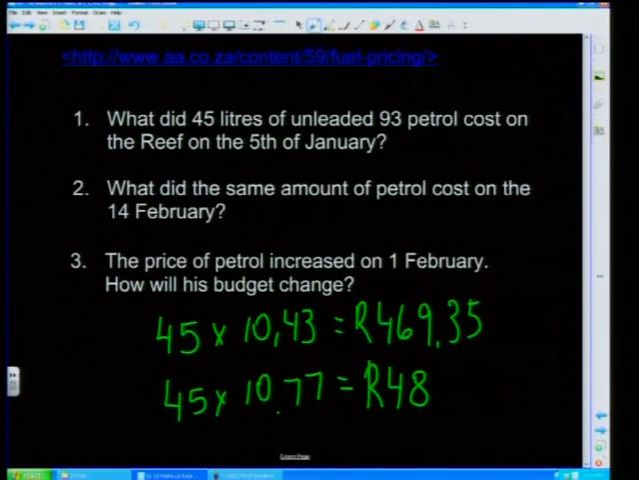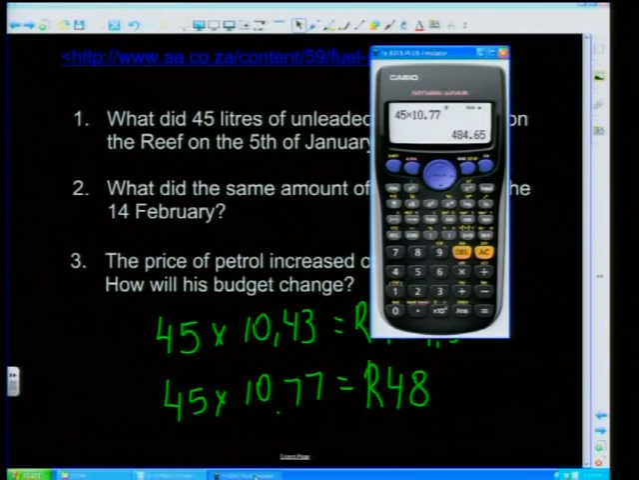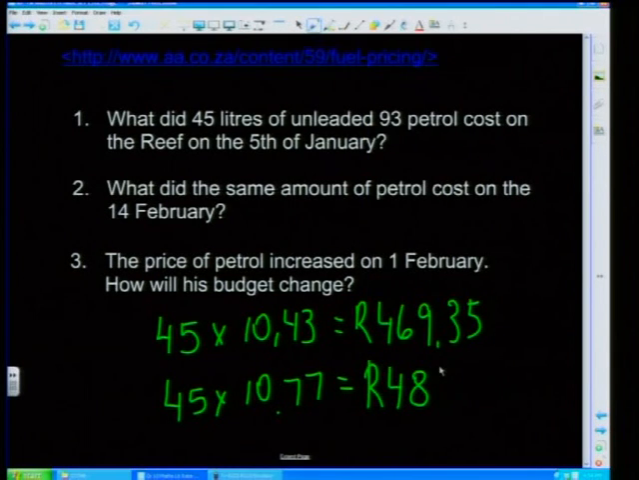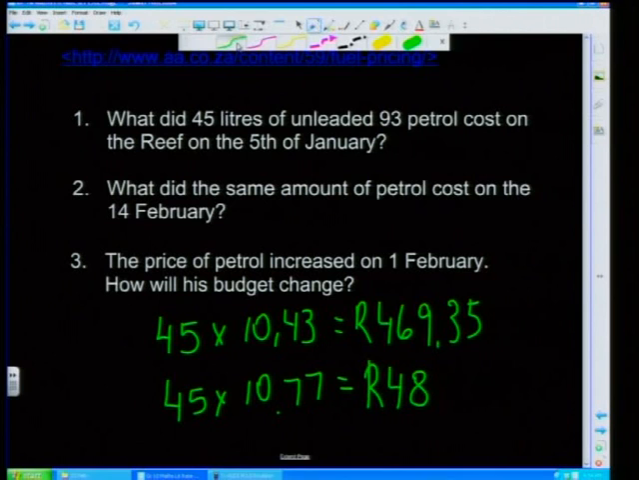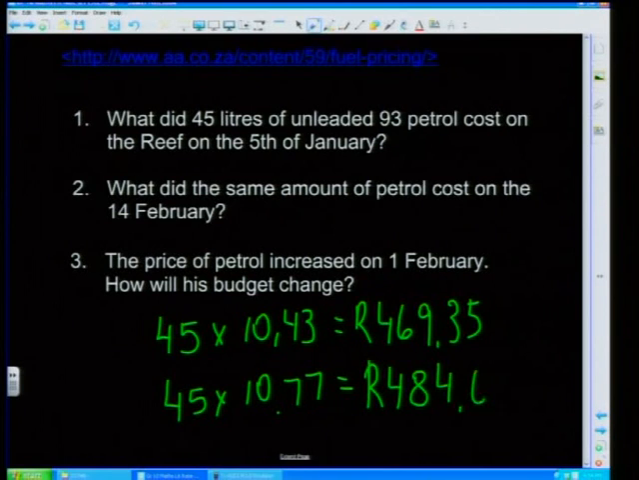R484.65. So you can see that the petrol going up has made quite a big change.